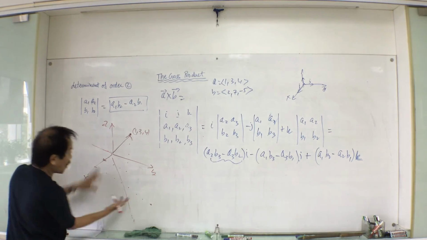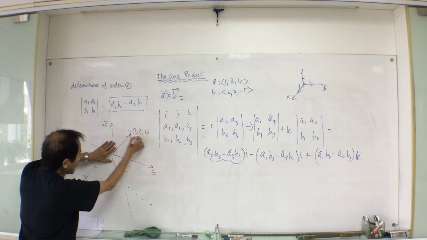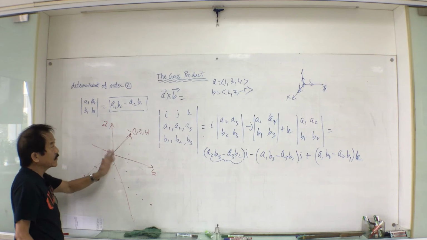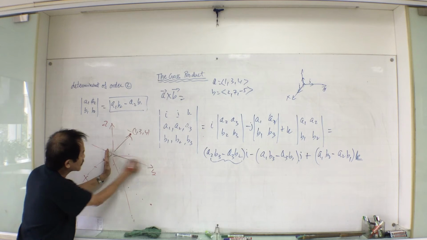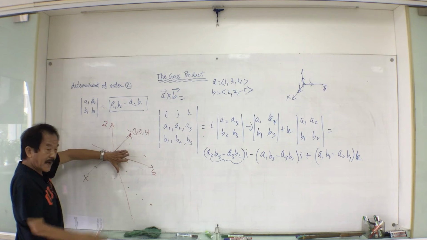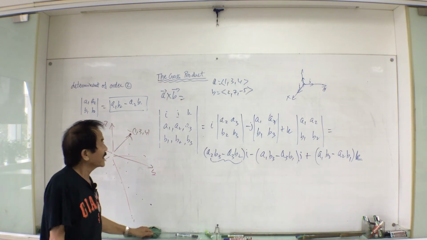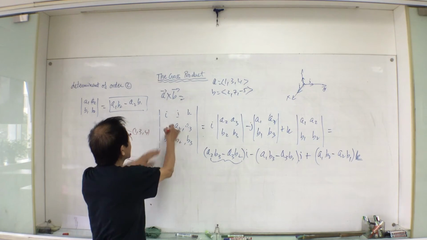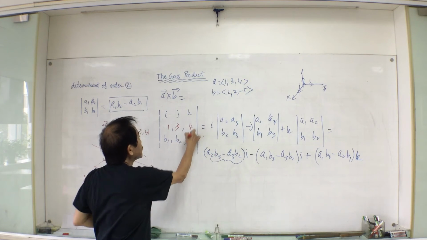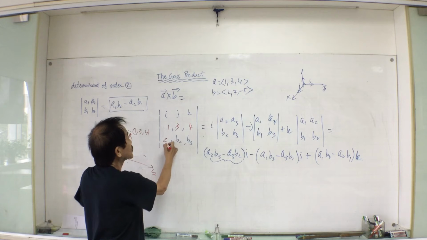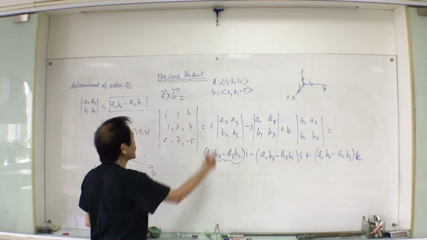Now if you cross A and B, two vectors create a plane. If you cross A and B, it means you get the perpendicular to the plane created by the two original vectors. So now let me write it a little bit. A equals 1, 3, 4. B equals 2, 7, and -5.